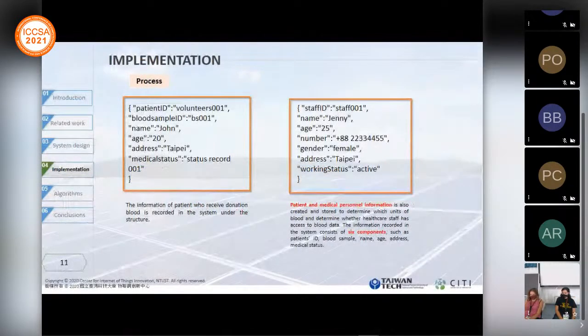And information of the patient who received the donated blood is recorded to the system under the structure, as you can see at the left half of the slide. And the last one, patient and medical personnel information is also created and stored to determine which unit of blood healthcare staff can access. Information recorded in the system consists of 6 components such as patient ID, blood sample, name, age, address, and medical status.